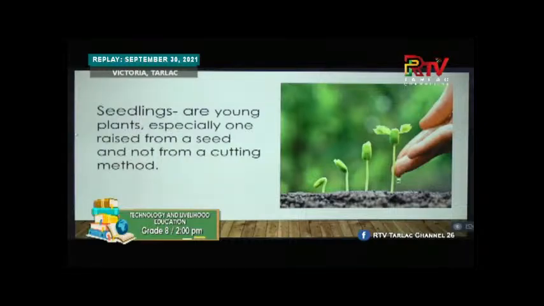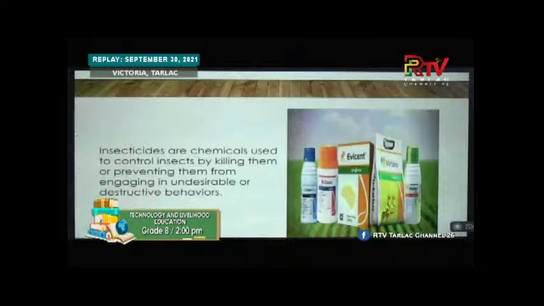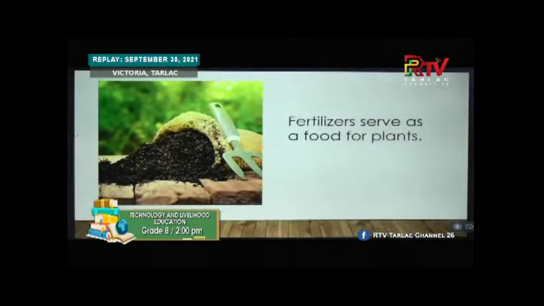And how about fertilizer? Do you still remember its importance to plants? Yes, you are right. Fertilizers serve as food for plants. They replace the nutrients that crops remove from the soil. Without the addition of fertilizers, crop yields and agricultural productivity would be significantly reduced.